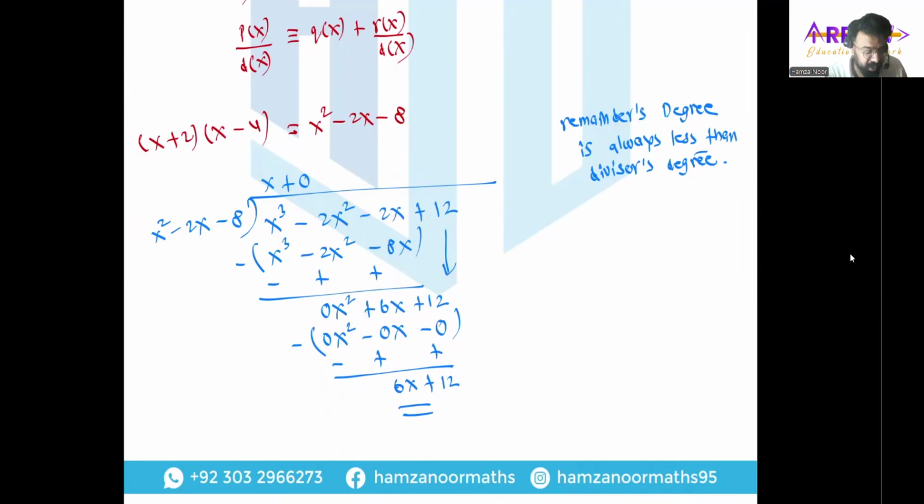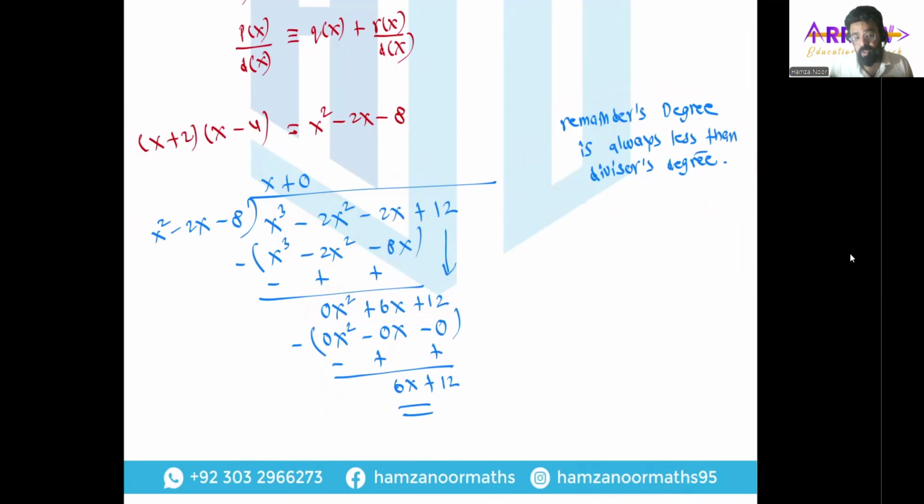Once you have identified that the remainder's degree is now less than the divisor's degree, you are going to say that this is the remainder which we are trying to find out, because the remainder's degree is always below the divisor's degree. So the remainder is now linear. The remainder cannot be quadratic. Our purpose was not to eliminate the x square term, but it got eliminated.